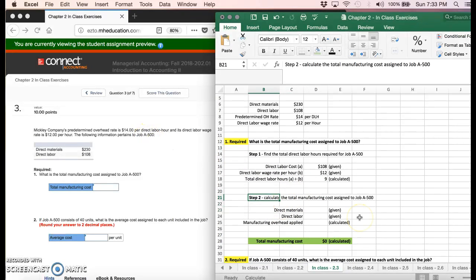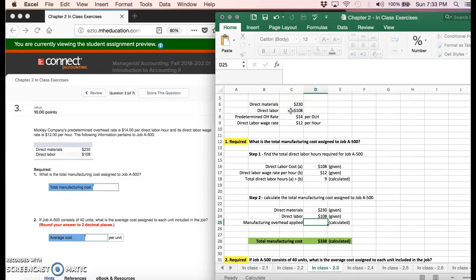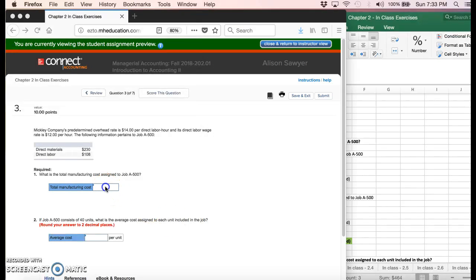So step 2, we're going to calculate the total manufacturing costs assigned to job A500. So we know what the direct materials were because that's given, direct materials. We know direct labor because that was also given. So now we're going to have to take our direct labor hours, which we just calculated as 9, and multiply by our predetermined overhead rate, which is $14 per hour. So we're going to take the sum of all three of those, which in this case is 464. And so that's going to be our total manufacturing costs, 464, for job A500.